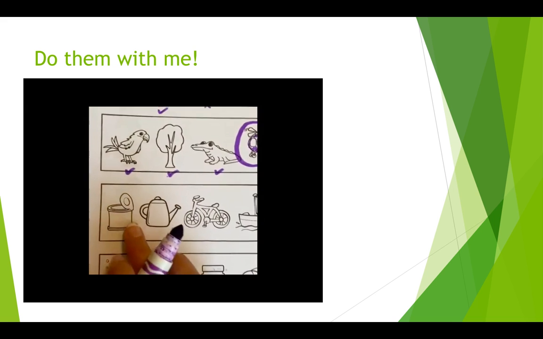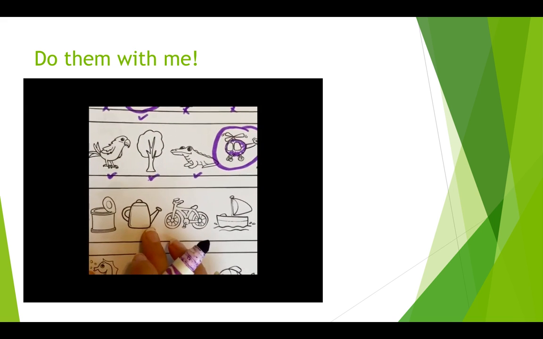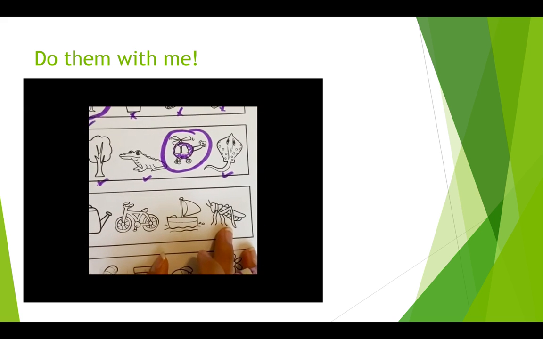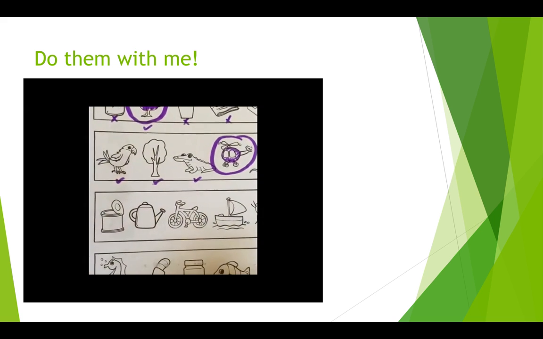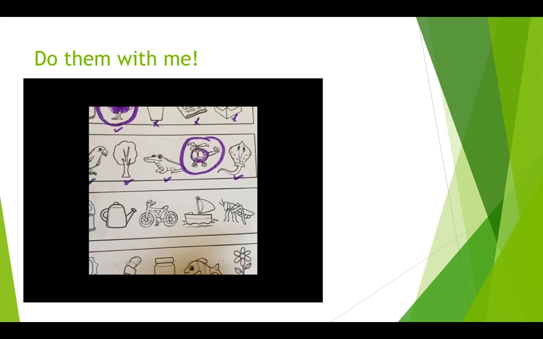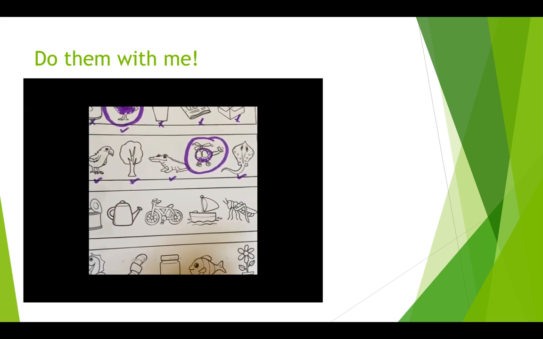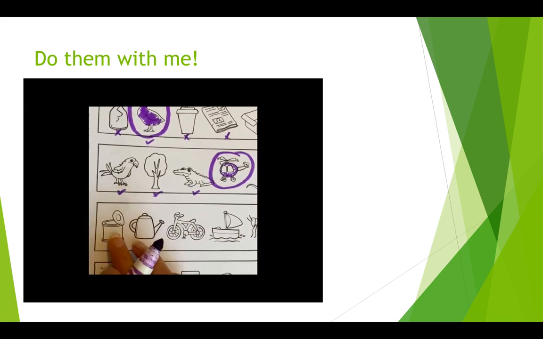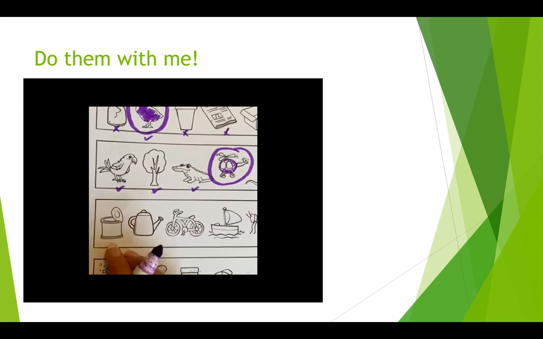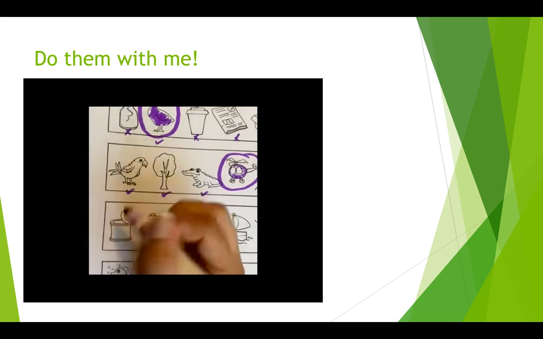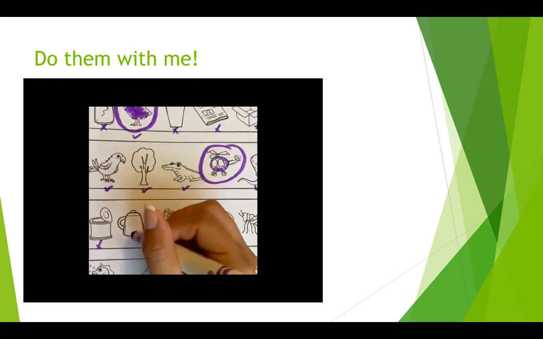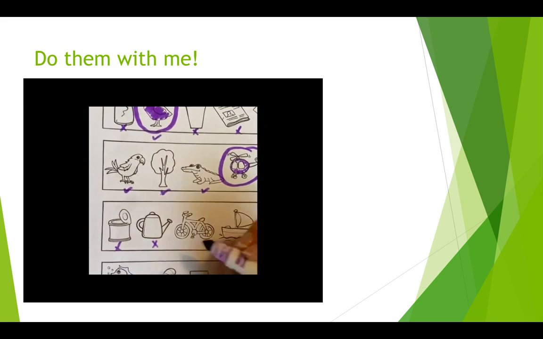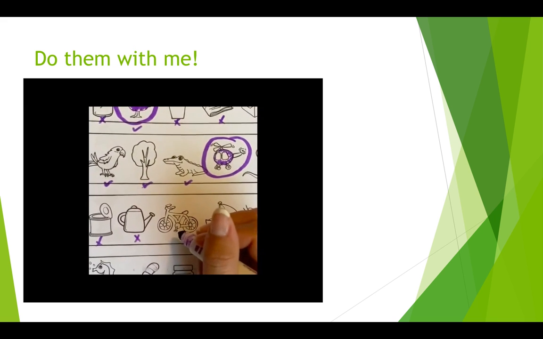We have a can, a little coffee pot, a bike, a boat, and a grasshopper. Which one does not belong? Let's see if you're right. Is a can alive? Does it breathe, grow, reproduce? No, so we're going to put an X. Is this little teapot alive? No, so we're going to put an X. Remember, it doesn't grow or reproduce or move.